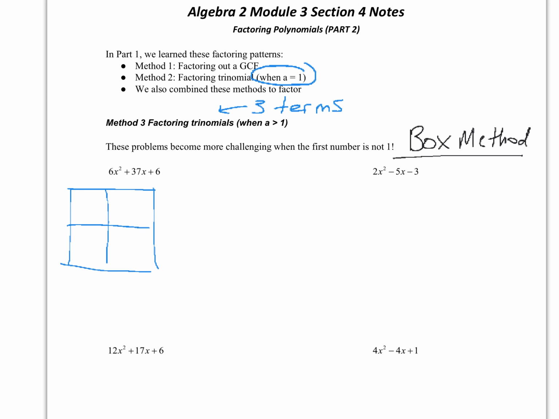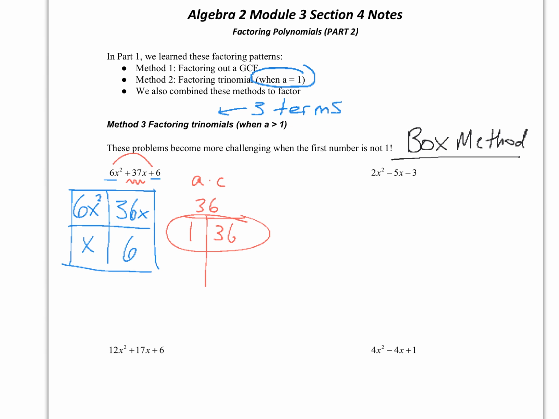So in the box method, if we look at setting up our box, we know in the top left is 6x squared. In the bottom right is 6. Those numbers come from here. Now remember, we need a times c. Before a was always 1, but this time a times c, or the first times the last term, is 36. We need to list out multiples of 36 that add to 37. Well, I think that one's just going to be 1 and 36, right? Because 1 plus 36 is 37. So let's go ahead and put 36x and 1x in those boxes, factor out the rows and columns.